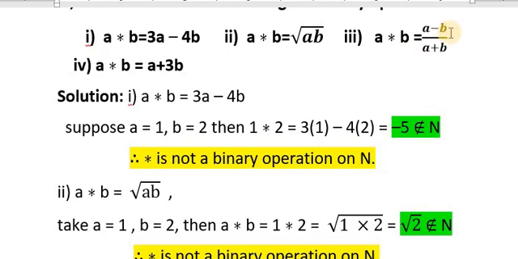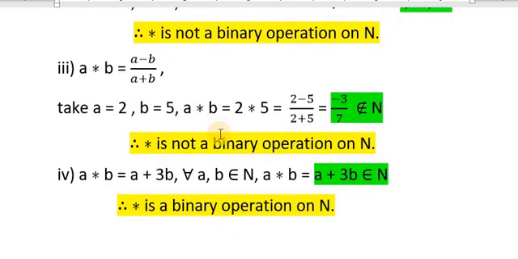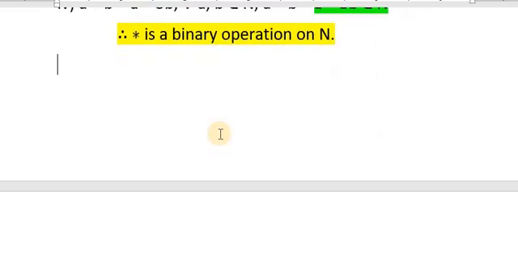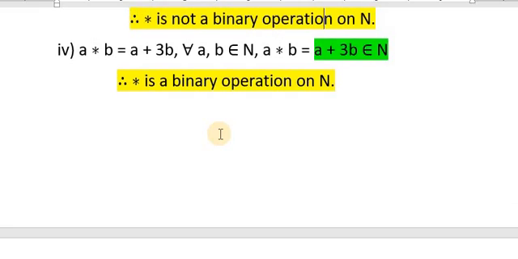Therefore, the third one is not a binary operation. Then coming to the fourth question, a star b is equal to a plus 3b, which is nothing but the sum of two natural numbers, which is again a natural number. Therefore, star is a binary operation.